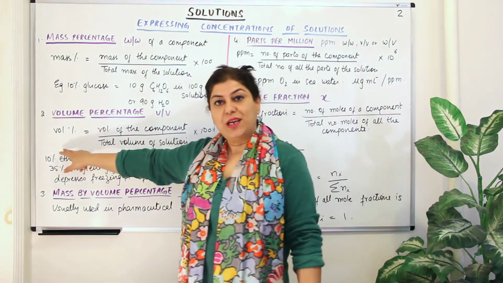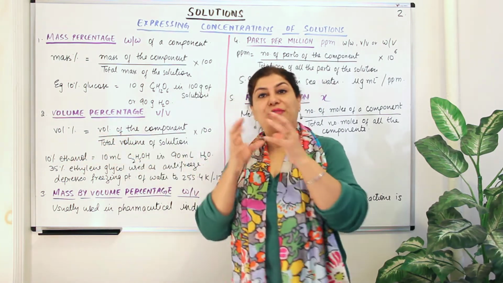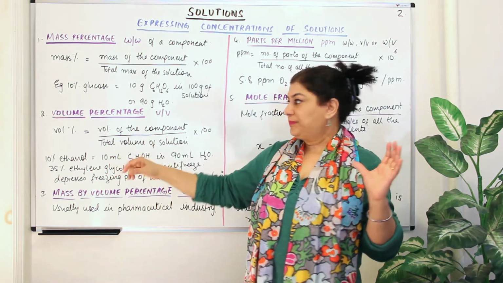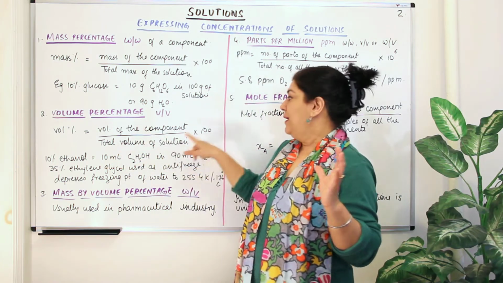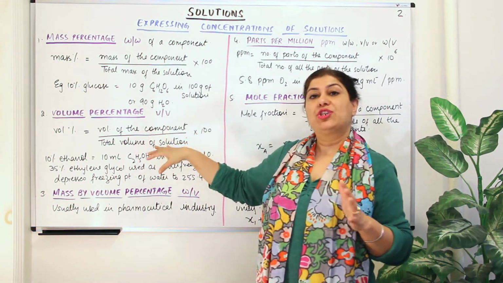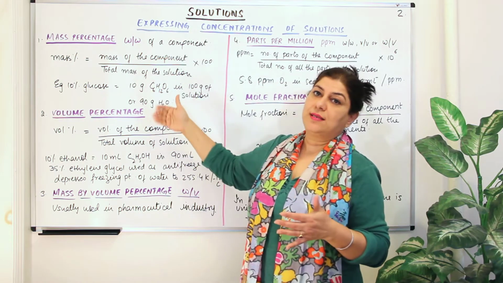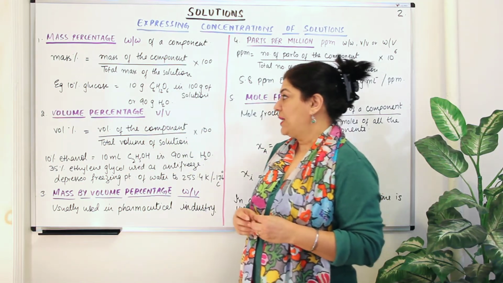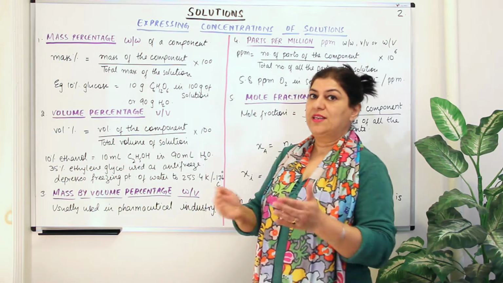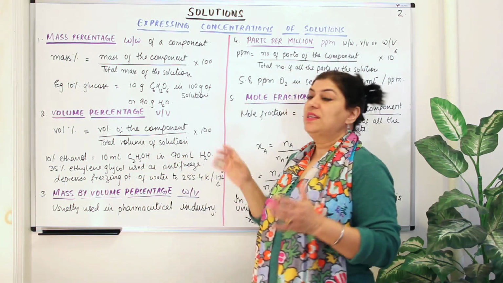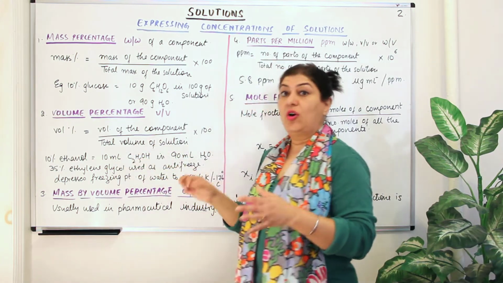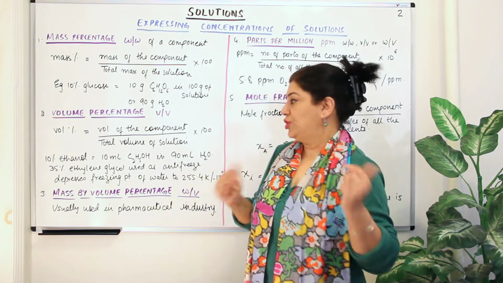So what would volume percentage be? Volume percentage would be the volume of that particular component, that is the solute, divided by the total volume of the solution, that is volume of solute plus solvent, into 100. This gives you the volume percentage, just as you got the mass percentage. This time, the measurement, instead of being in terms of mass, is in terms of volume. Let's take an example here. 10% ethanol would mean that there are 10 milliliters of ethanol for every 90 milliliters of water, or 10 milliliters of ethanol in 100 milliliters of the solution.